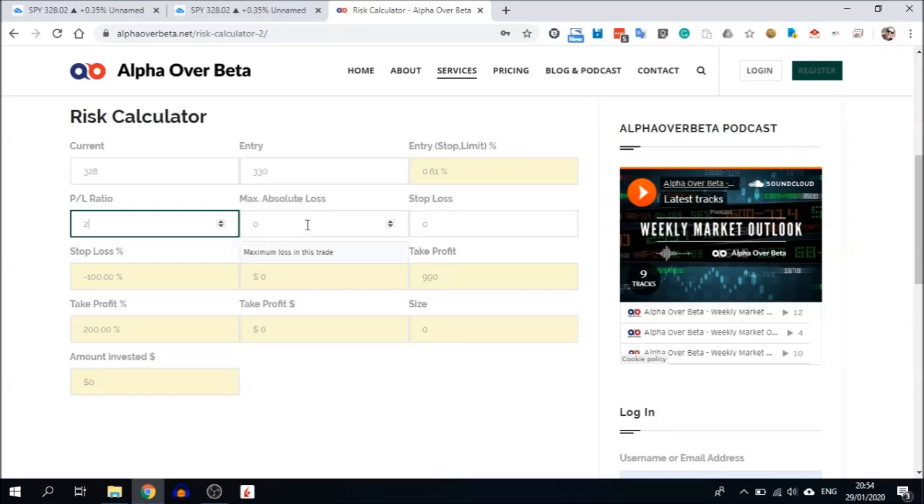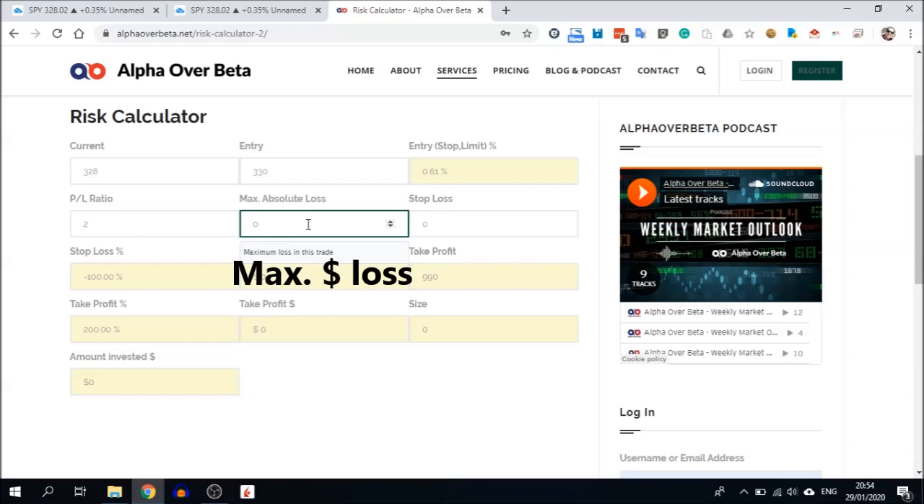Okay. The next field we're going to enter is the maximum absolute loss. Now this is very important. It means that we're going to set in this order how much in dollar terms we are going to lose. What's the maximum loss for this order? So let's say that the maximum loss for this order would be $100. So we enter here 100. That's $100 loss, maximum loss for this order.